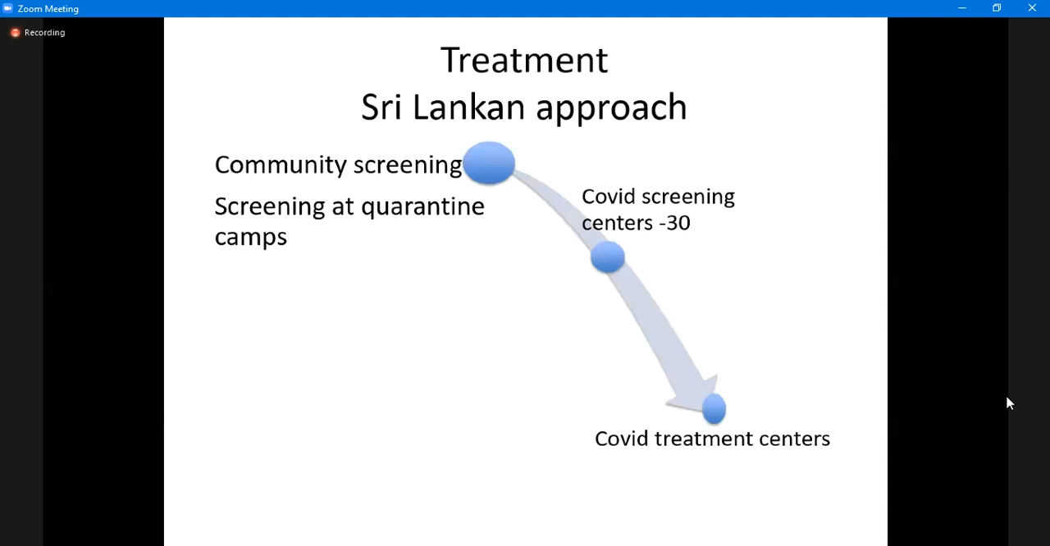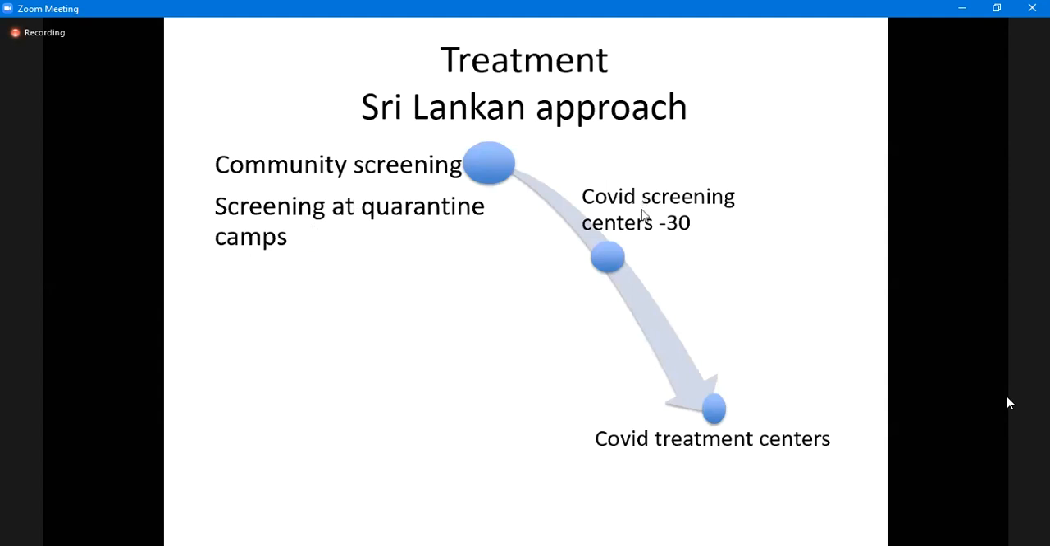screening for COVID-19 would happen in the community at the moment and also in quarantine centers. And if those patients become positive, they would also get admitted. And also there are some COVID screening centers throughout Sri Lanka. Karapiti is one of those COVID treatment centers.